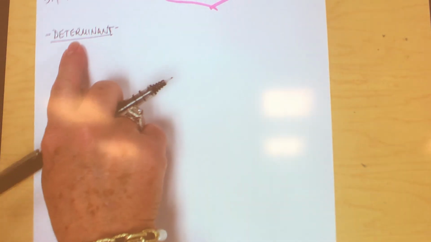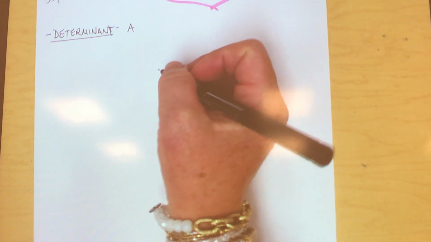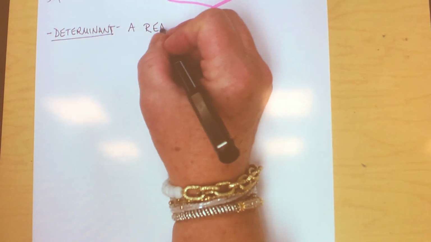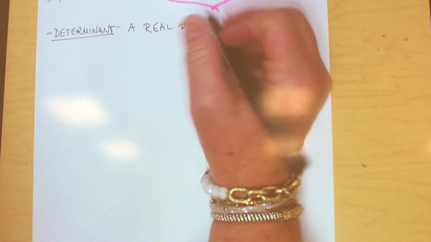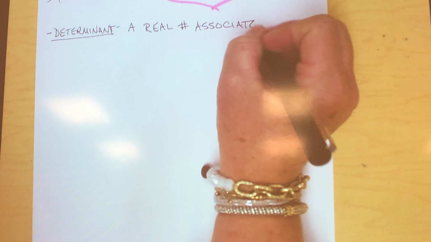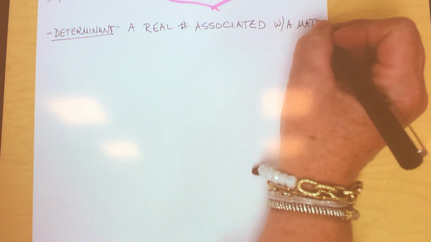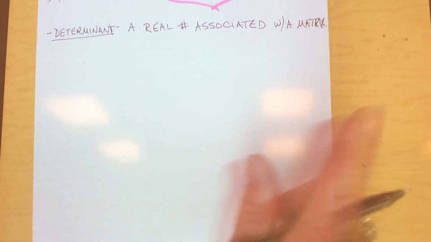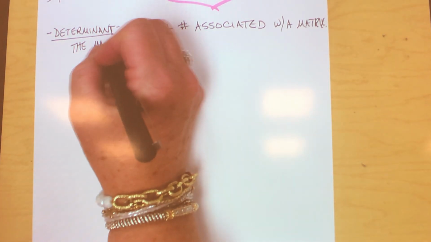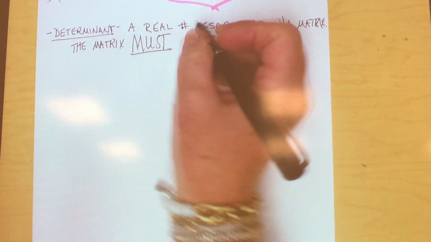Mine did. A determinant, did I say that? A determinant is a real number. What? It's just a real number. But it is associated with a matrix. Very important right now. The matrix must be square.